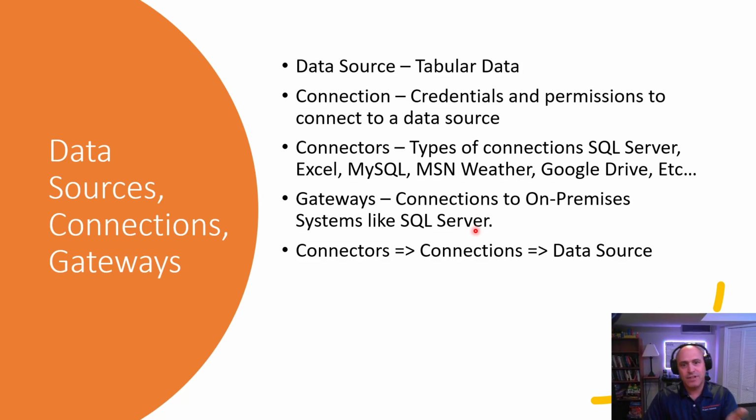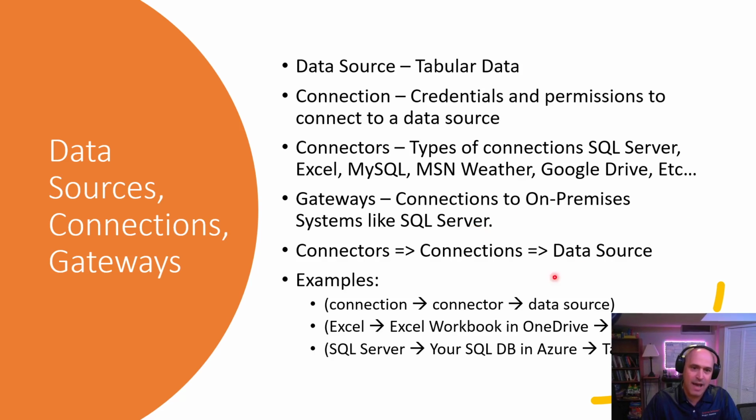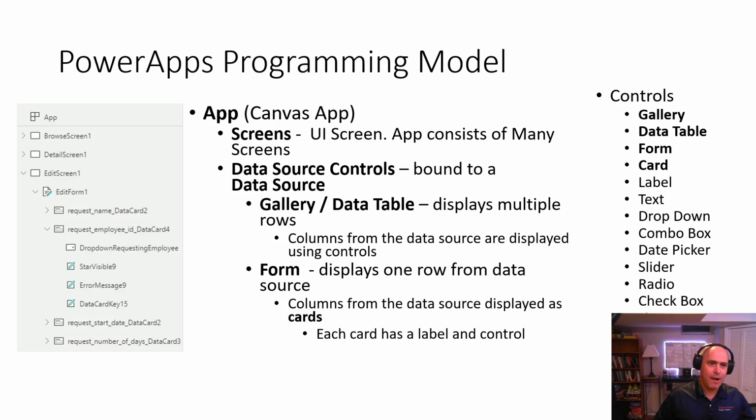So we have connector, connections, data source. So example, you might have Excel as the connection, Excel workbook as the connector on OneDrive, and then the tab in the Excel sheet is the data source. Or you might have SQL Server, your Azure SQL DB, and then the table is the data source. The PowerApps programming model is pretty simple to understand.